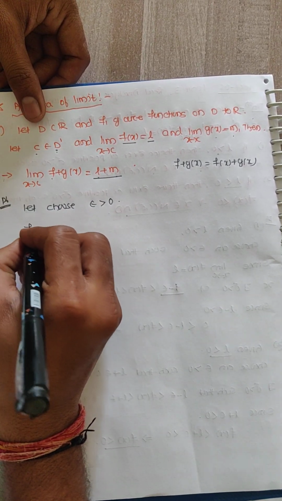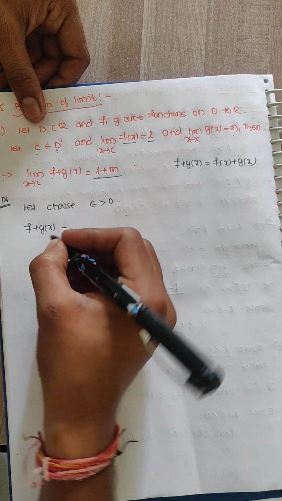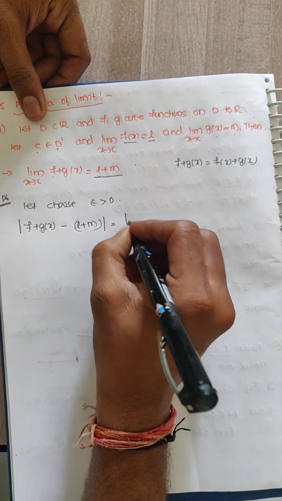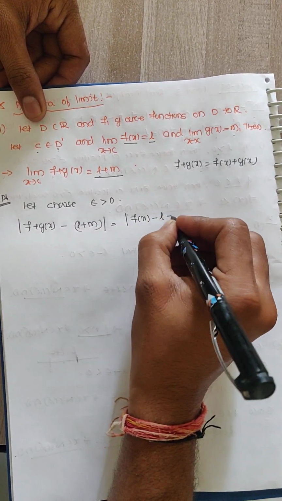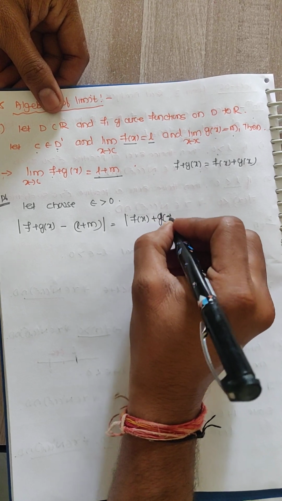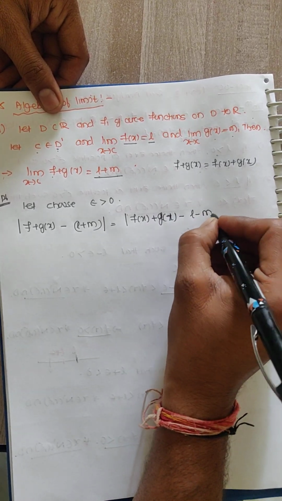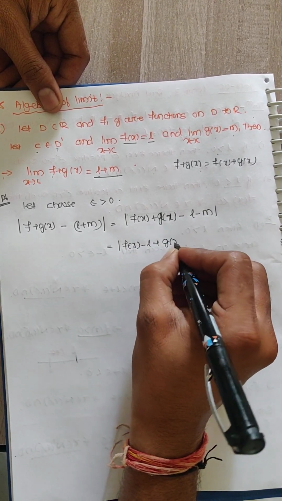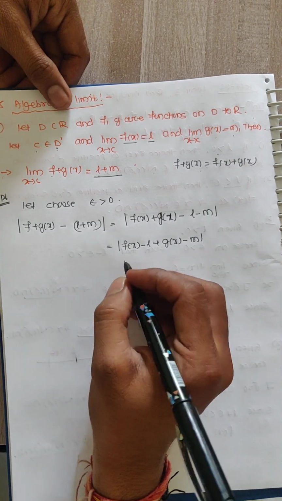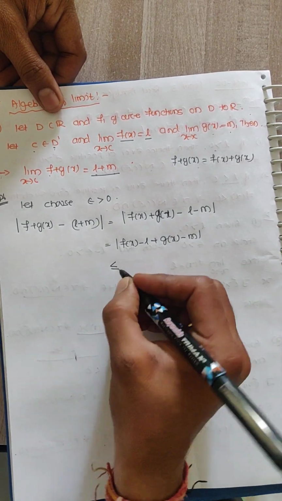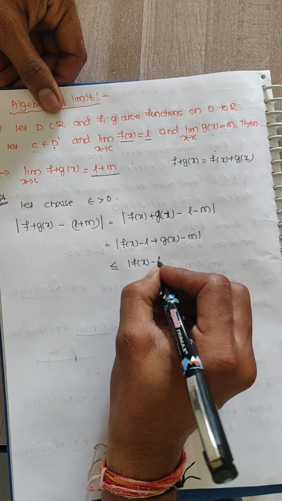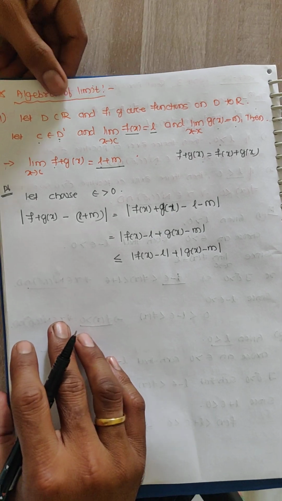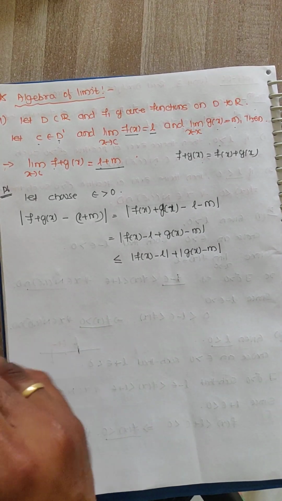We need to show that the mod of (f plus g)(x) minus (L plus M) is nothing but f(x) plus g(x) minus L minus M. That can be written as (f(x) minus L) plus (g(x) minus M). And by the triangle law of inequality, we can see that this is less than or equal to mod of f(x) minus L plus mod of g(x) minus M. I need to show that this is less than epsilon for some delta.